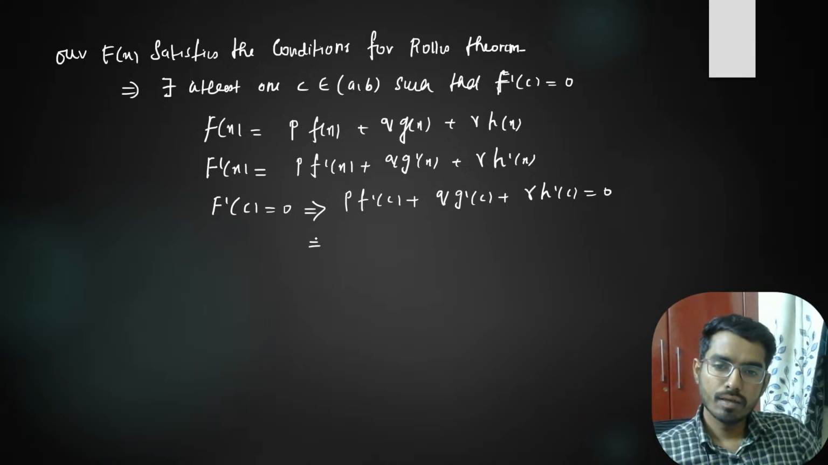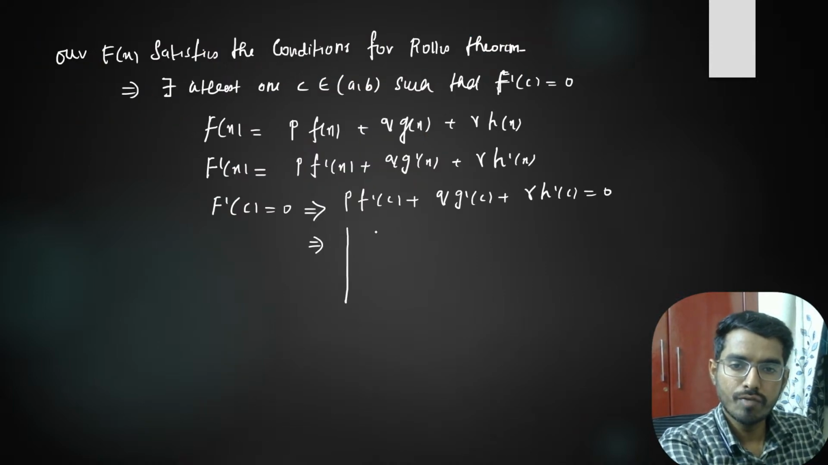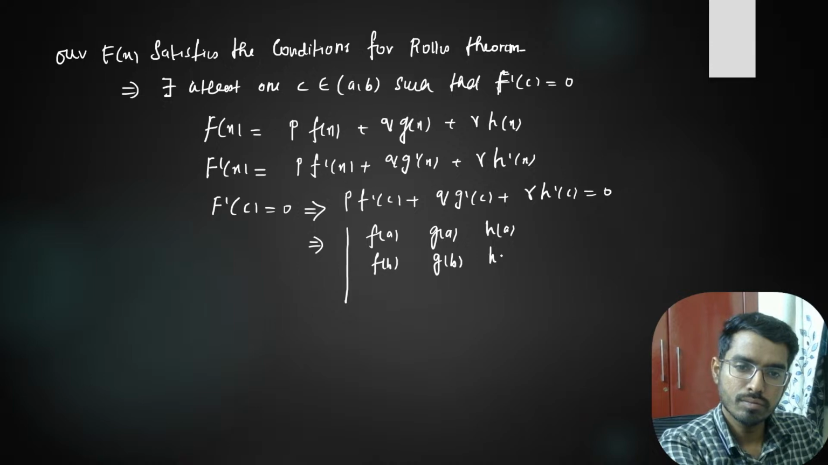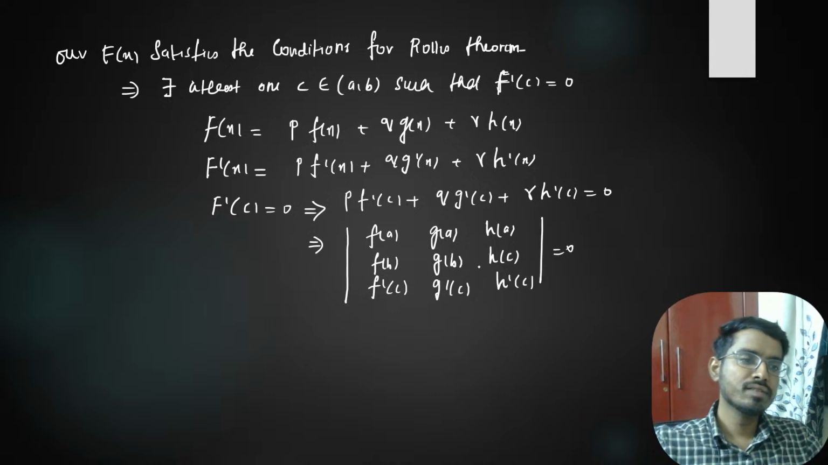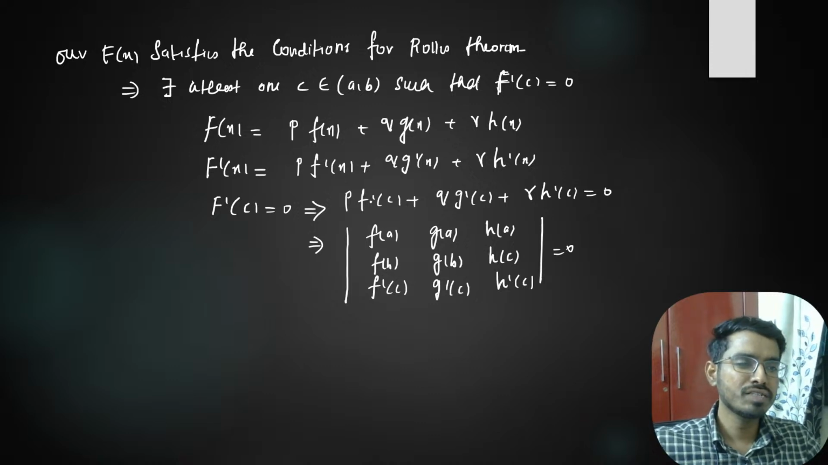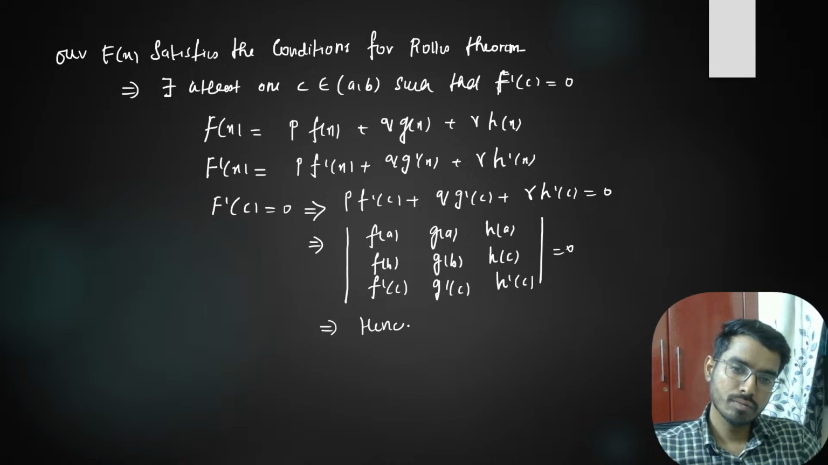See, can I write this like this: f of a, g of a, h of a, f of b, g of b, h of b, f dash of c, g dash of c, h dash of c is equal to 0. Can I write this like this? When you expand this, you will have some constant coefficients multiplied with this. So, hence the proof.